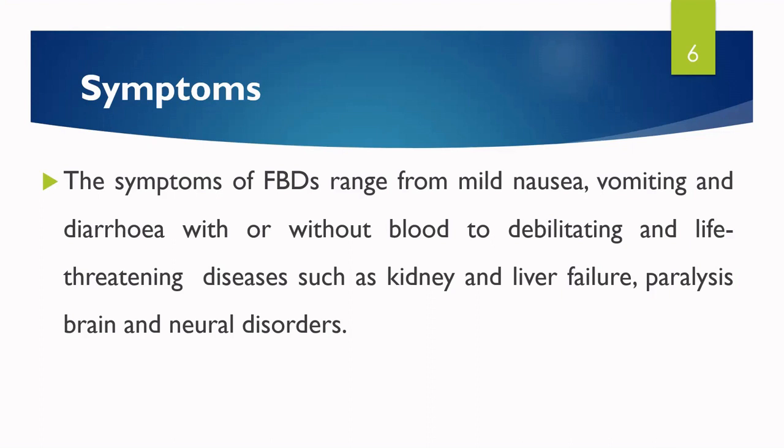The symptoms of FBDs range from mild and self-limiting nausea, vomiting, and diarrhea, with or without blood, to debilitating and life-threatening diseases such as kidney and liver failure, brain and neural disorders, paralysis, and potential cancers, leading to long periods of absenteeism from work and premature death. After eating tainted food, abdominal cramps, diarrhea, and vomiting can start as early as 1 hour or within 3 days, depending upon the foodborne pathogen, type of toxin, and level of food contaminant.